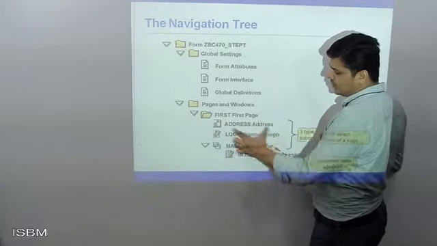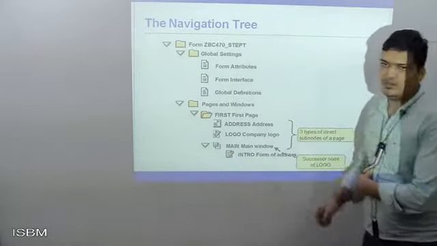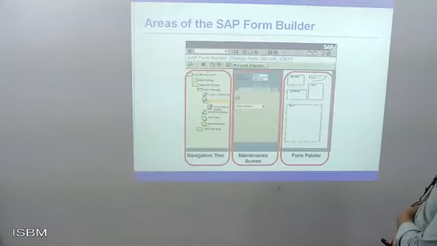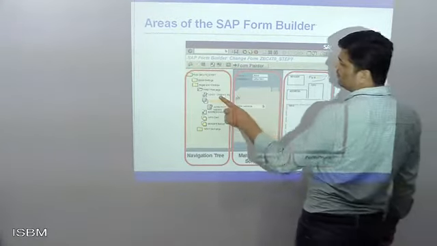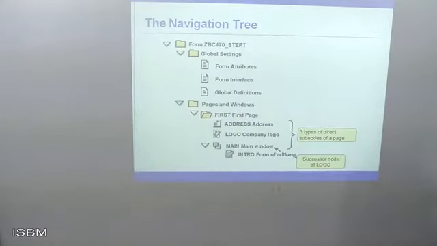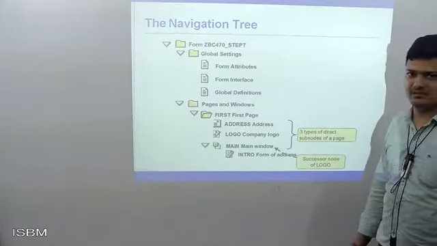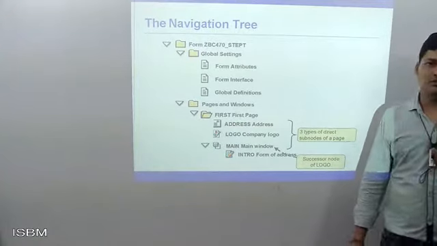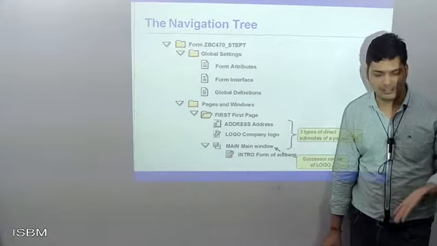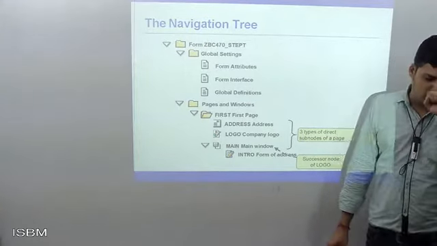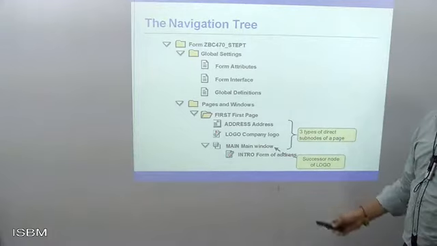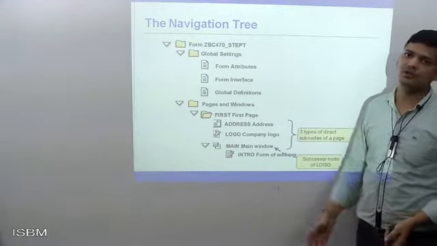Then we have a company logo window. Here you can see that the company logo window is showing you the logo. For a logo, obviously we require some logo in the system. So first, if you don't have a logo in the system, then you have to ask for a logo of that company and add that logo into your system, or upload the logo into the system.